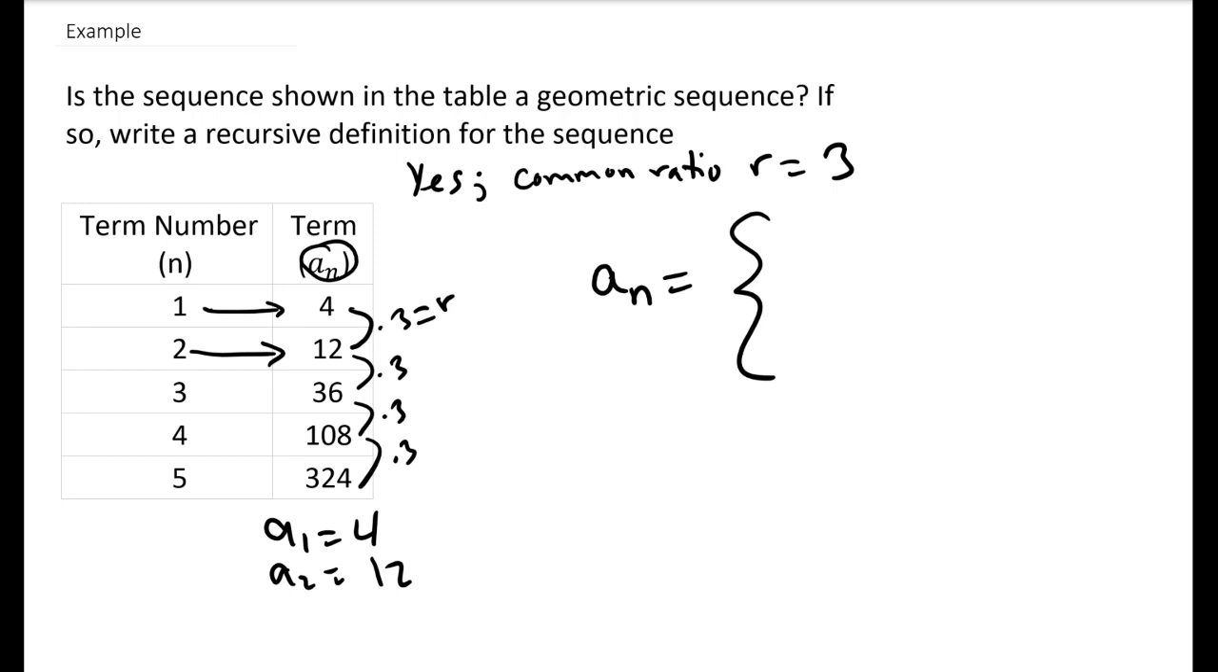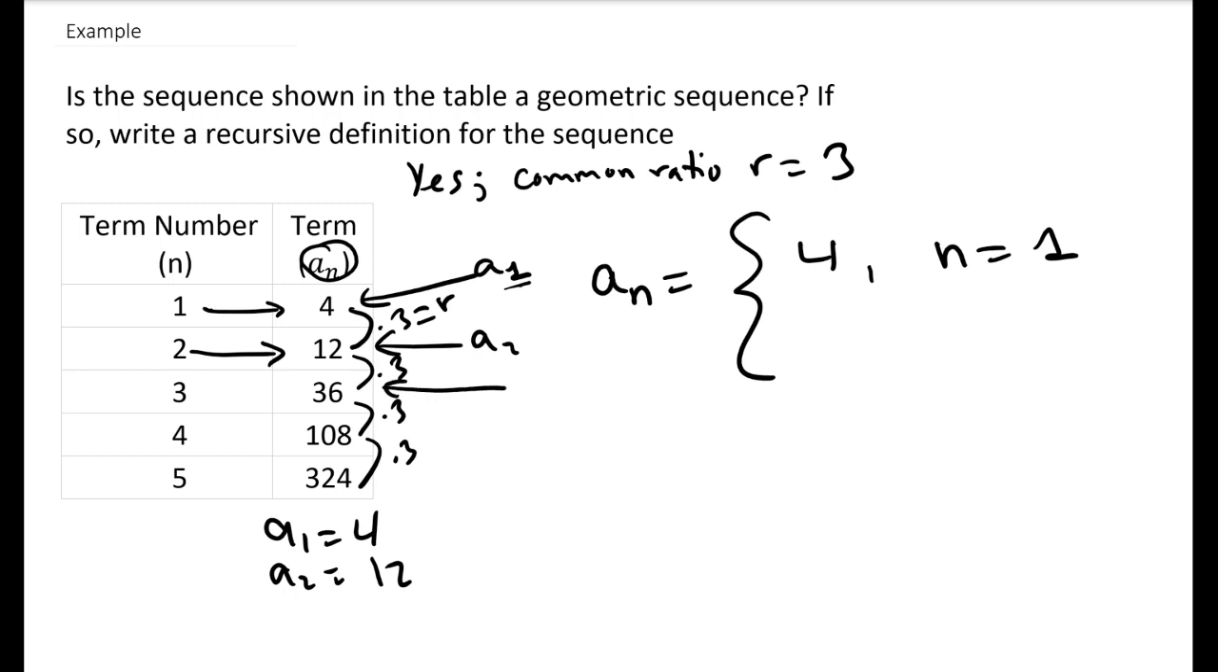Now, to get the recursive definition, well, we know that this is equal to 4 when my n value is 1. So for my first term, I get a number of 4. And then what's the pattern for the next number? Well, I take 4 and multiply by 3 to get 12. And then I take 12, multiply by another 3 to get 36, and so on. So that's going to be represented with this pattern. So if this is a2 and this is a1, you have to take the previous term a1 multiplied by 3.